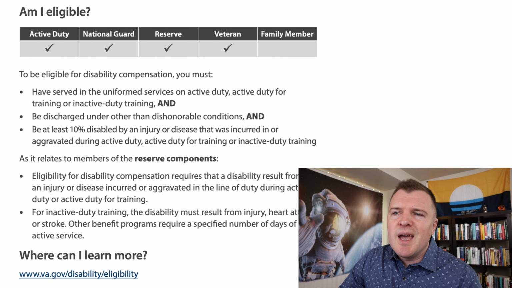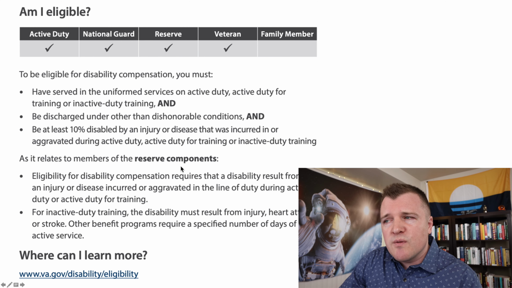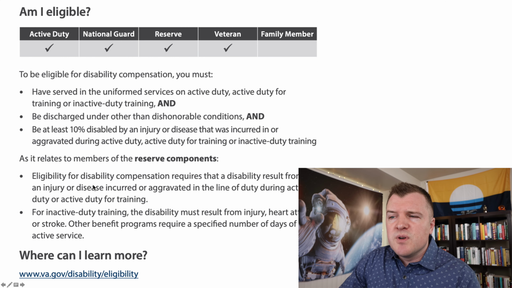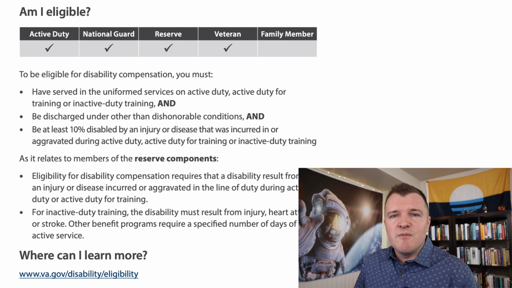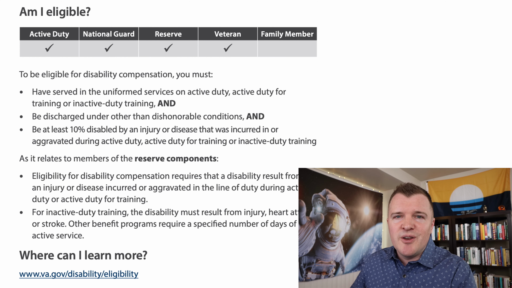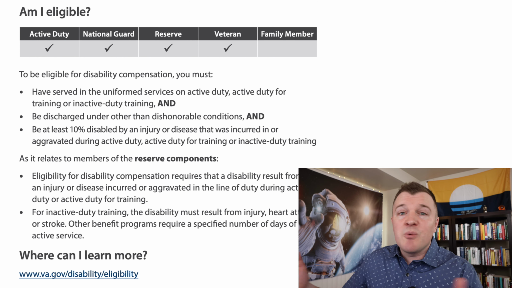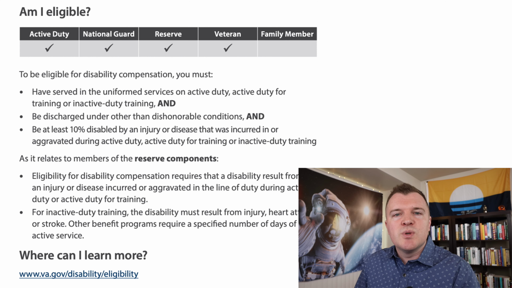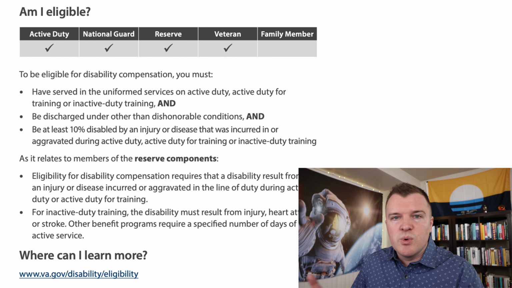As it relates to members of the reserve components, eligibility for disability compensation requires that disability result from an injury or disease incurred or aggravated in the line of duty. So because as a reservist, you're only doing 1 weekend a month, 2 weeks a year, if you show up at the clinic because you hurt yourself at your part-time or full-time job not related to your reserve activity, you must prove that this injury or illness was a result from your time serving in the reserves.